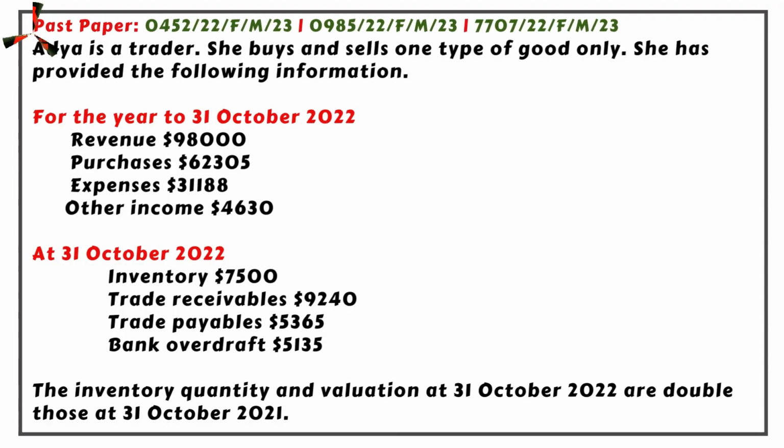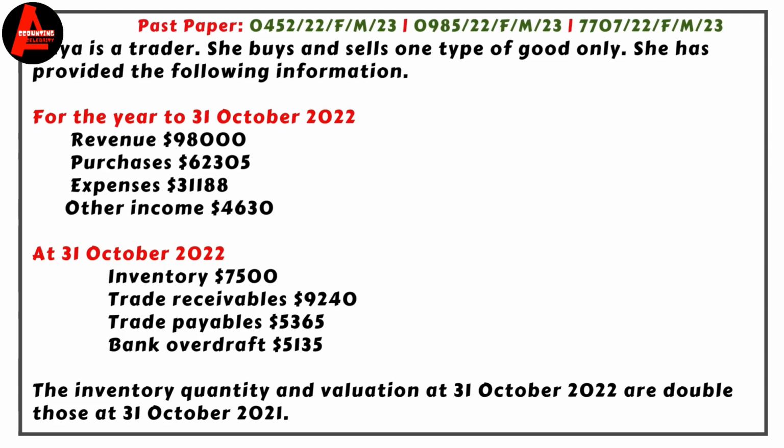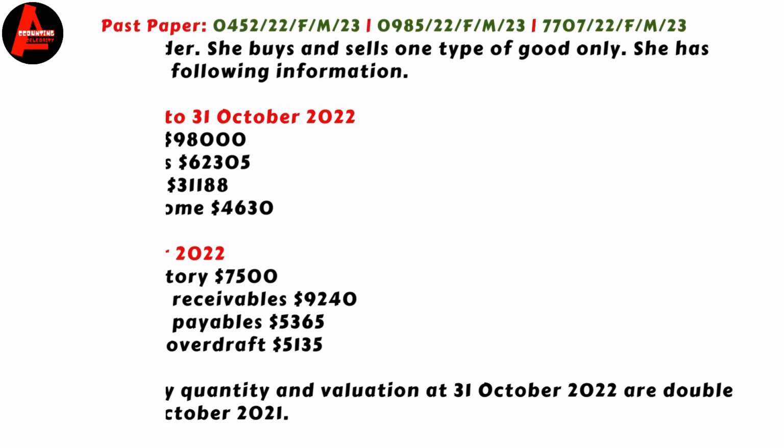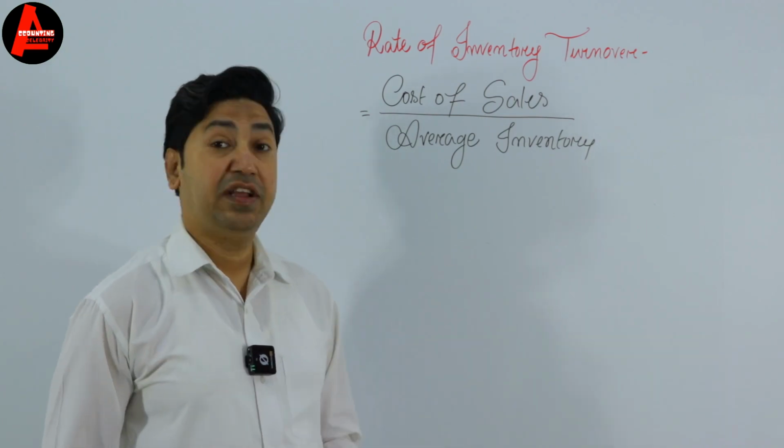Let us have a look at there. So here we see Adia is a trader. She buys and sells one type of goods only. She has provided the following information. Here we see for the year to 31st October 2022, revenue, purchases, expenses and incomes. And same we have at 31st October 2022. We have here inventory, trade receivables, trade payables and bank overdraft. Okay, so these are all information given here. We will take the relevant information to calculate this ratio.